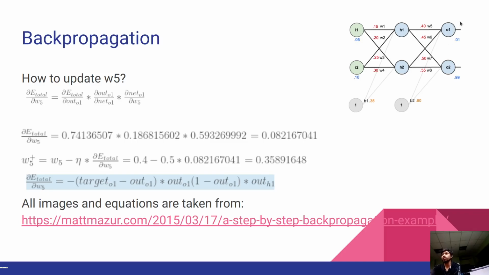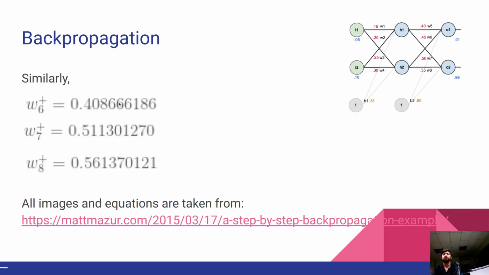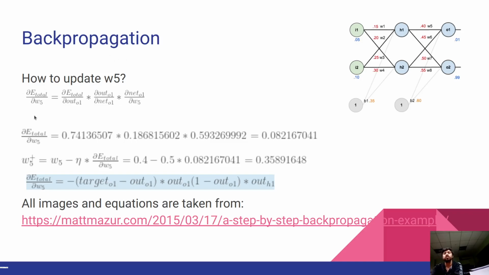W6 is also going to O1, so everything will be the same, but here instead of net O1 it will be W6. Okay. So we will get some value, and if we do 0.45 minus 0.5 into that value, then we will get 0.40866. For W7, instead of O1 it will be O2, because W7 is coming to O2, and W8 also goes to O2, but the basic summation will remain the same.